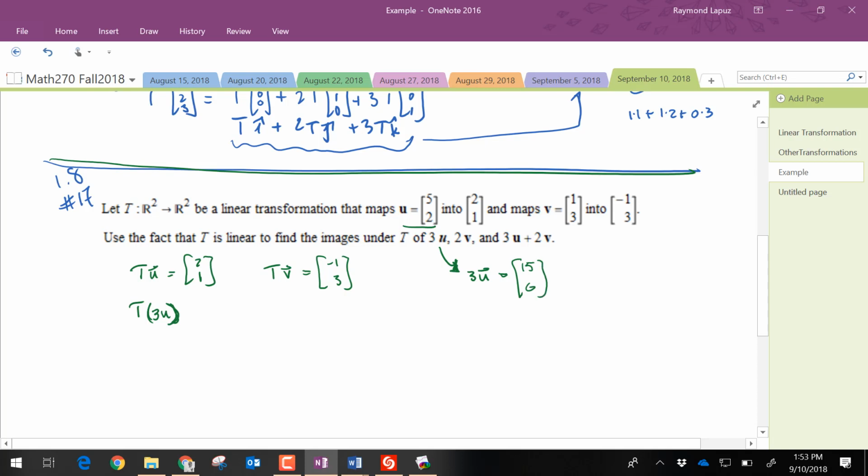It's taking your u vector and scalar multiplying it by 3. Not that we're going to need it, but that's just interesting to know. But we know that it's linear, so this is going to be 3 times T of u, which is 3 times (2, 1). So that's (6, 3).